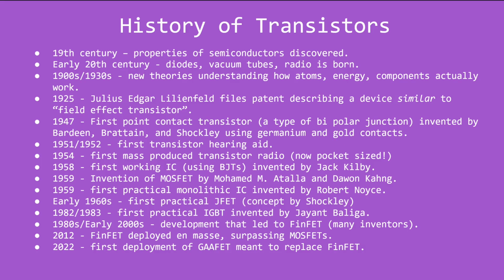A few years prior to that, I couldn't find an exact year, is when the JFET was conceived. But it wasn't until the early 1960s that the first practical JFETs came about. In the early 80s, we saw the first practical IGBTs. And then somewhere in the span of over 20 years, many different researchers and inventors eventually led to the FinFET. And by 2012, the FinFET was deployed en masse, which basically surpassed MOSFETs in high density chips. And now in 2022, the first deployment of GAFETs, which are meant to eventually replace FinFETs entirely.